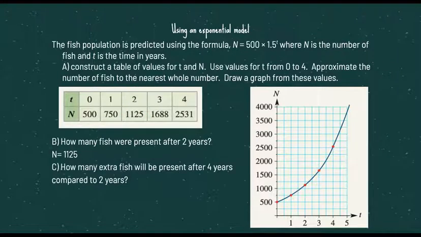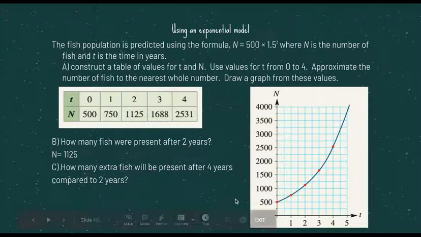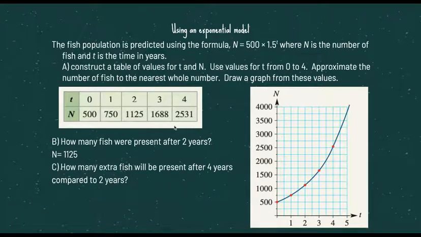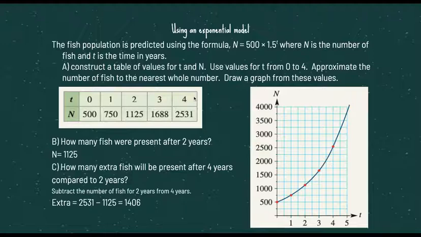C, how many extra fish will be present after 4 years compared to 2? Again, we could use the graph, but to be a bit more accurate, we're going to subtract the values from 2 years from the values from 4 years. So we did 2,531 subtract 1,125, and the difference between 2 years and 4 years is 1,406 fish.